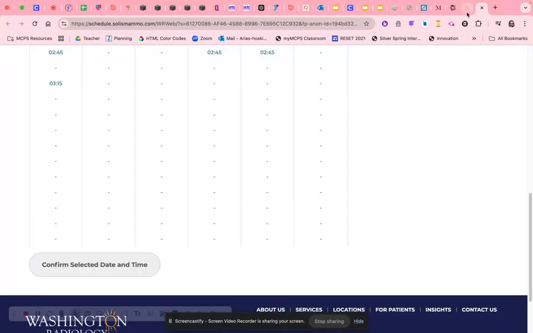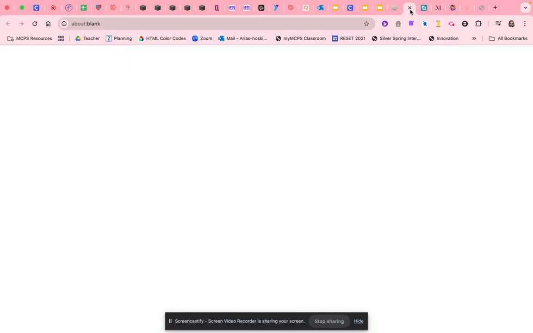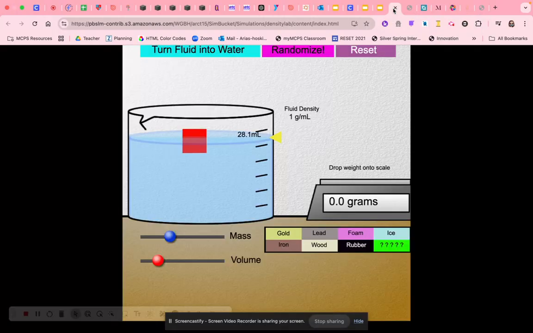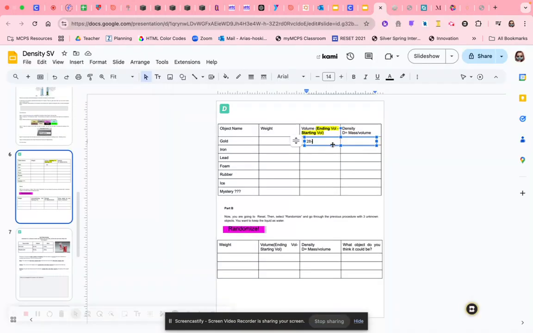So let me go to the simulation if I can open it. So you're going to go to gold. Okay, and then you're going to do 28 minus 27.6. So minus 27.6, and you're going to write the number. You're going to do some calculations. That's going to be the volume.